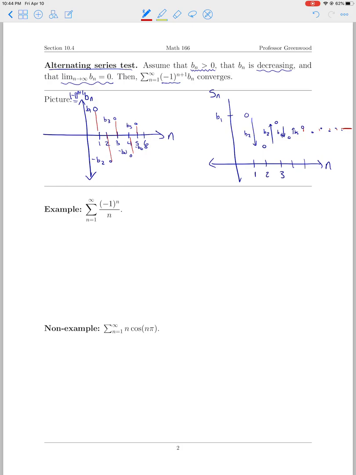The alternating series test is typically very easy to apply, and we'll look at a couple of examples here. The first one is minus 1 to the n over n. Here, all we need to check is that the sequence 1 over n is decreasing down to 0. And that means that minus 1 to the n over n is an alternating series, and it converges by the alternating series test.